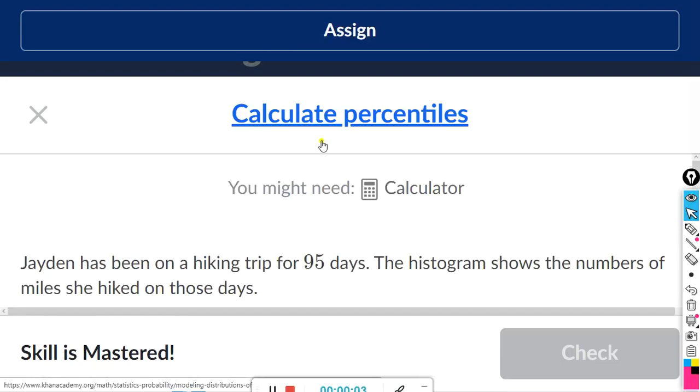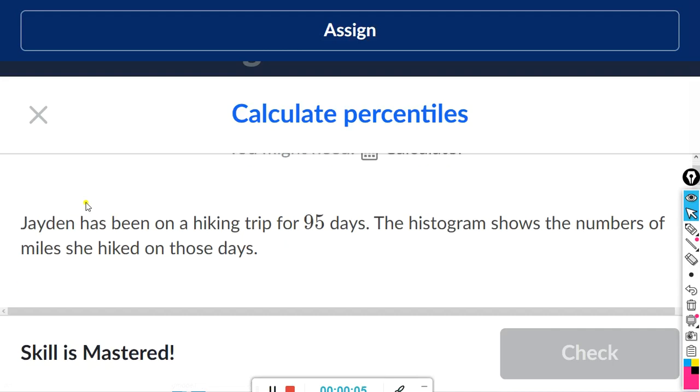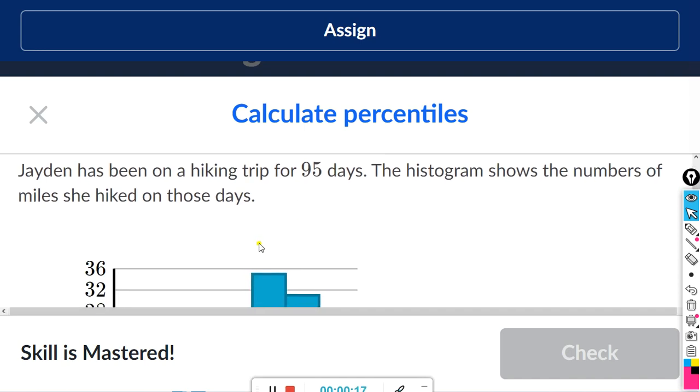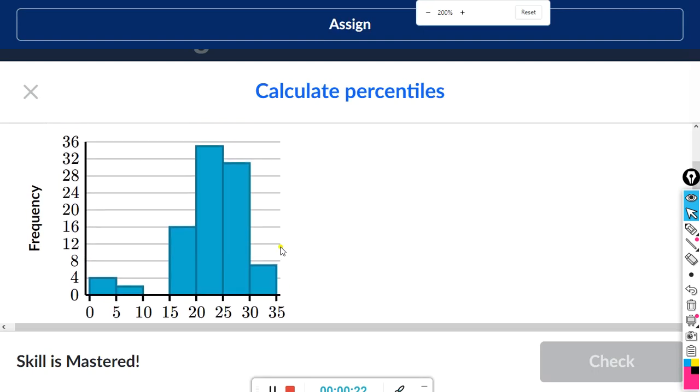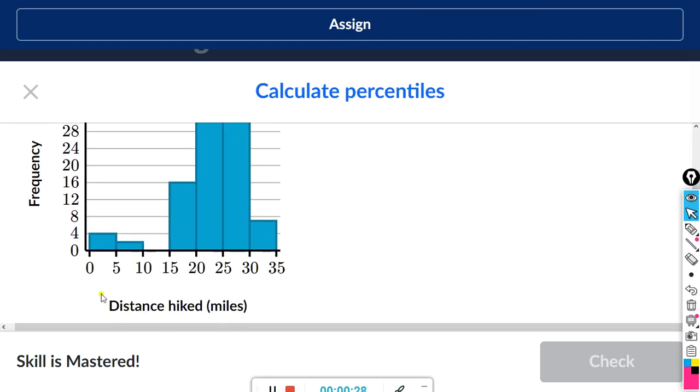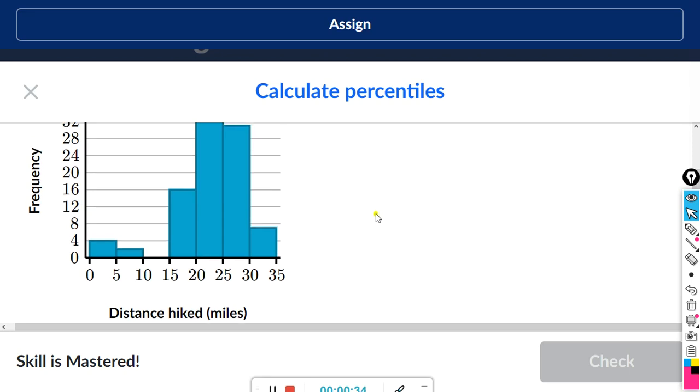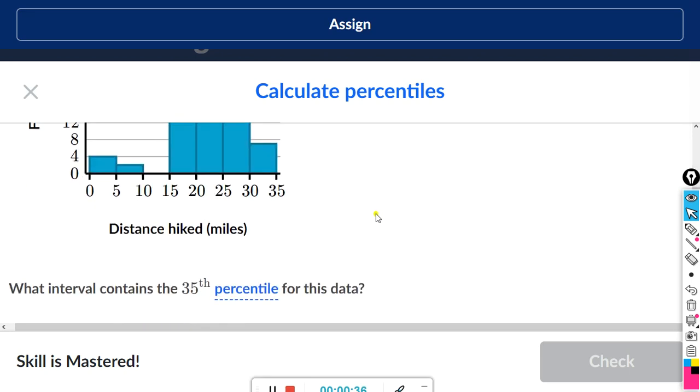This will be for the con assignment, calculate percentiles. Okay, it says Jaden has been on a hiking trip for 95 days. The histogram shows the numbers of miles she hiked on those days. All right, so this represents the distance hiked over a period of 95 days. I guess it is the distance hiked for each day. And they want to know what interval contains the 35th percentile for this data.